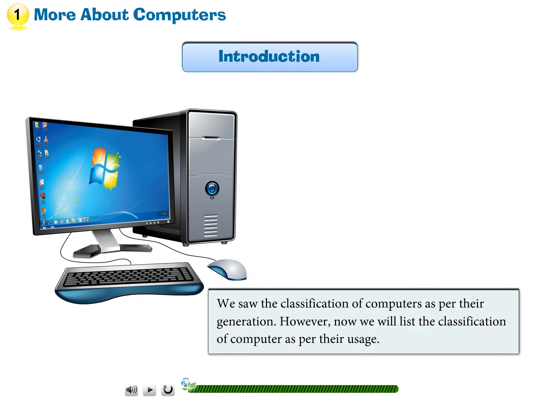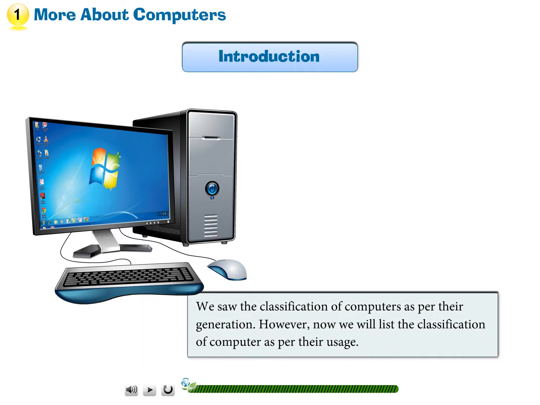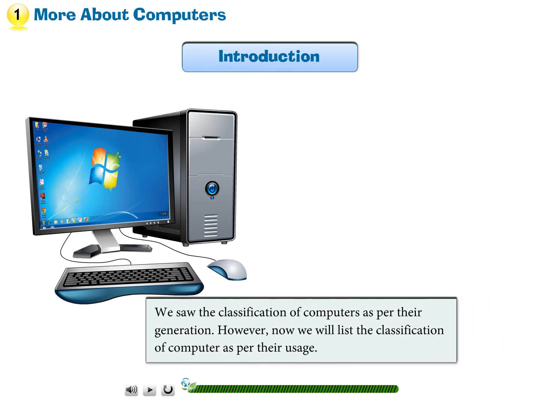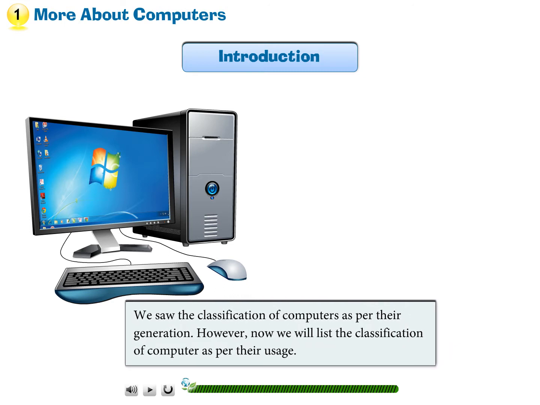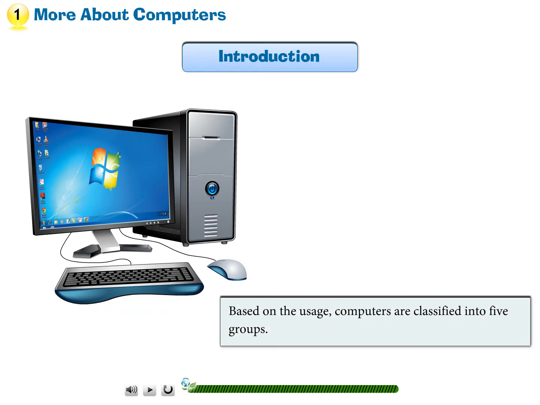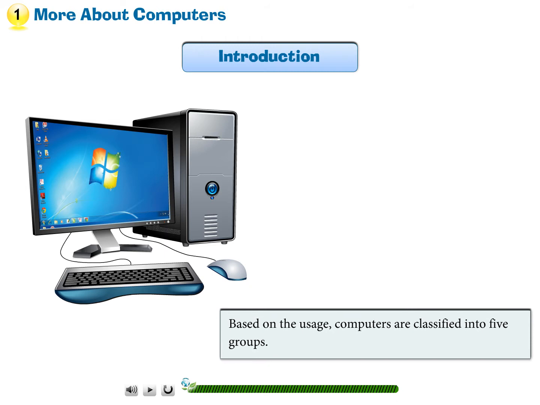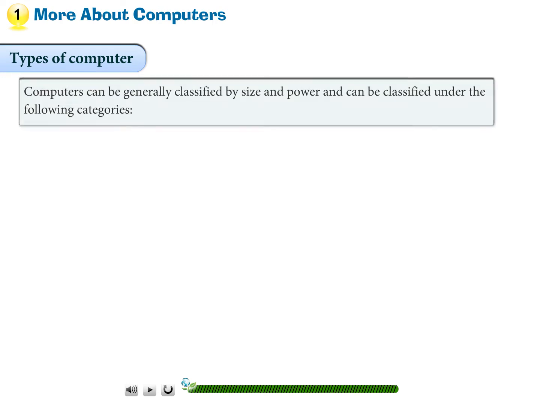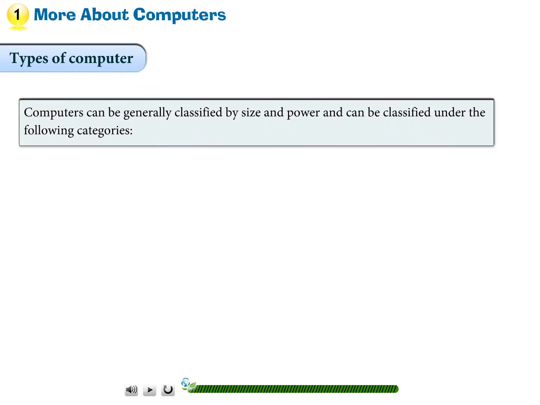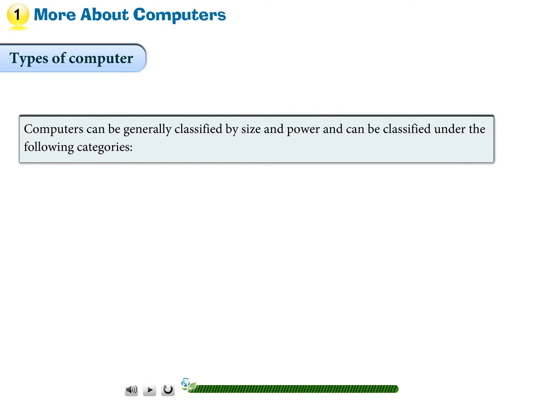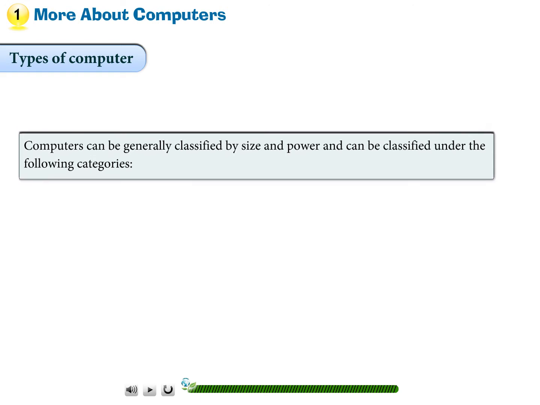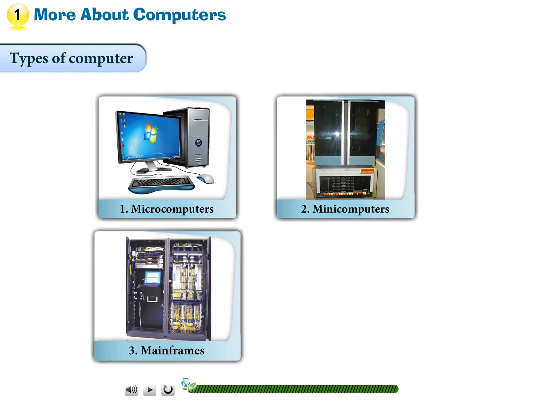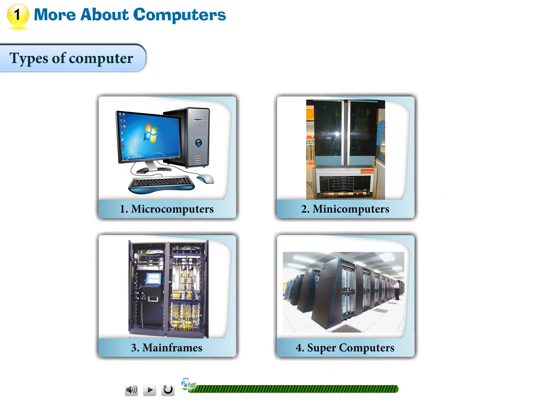We saw the classification of computers as per their generation. However, now we will list the classification of computers as per their usage. Based on the usage, computers are classified into 5 groups. Types of computer. Computers can be generally classified by size and power and can be classified under the following categories: microcomputers, mini-computers, mainframes, supercomputers.